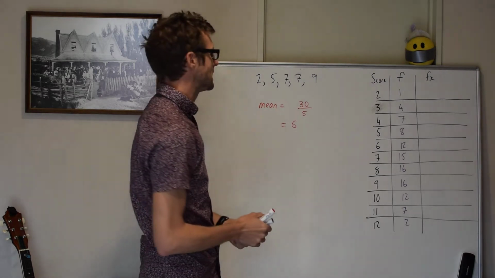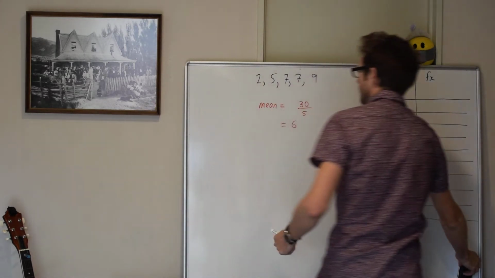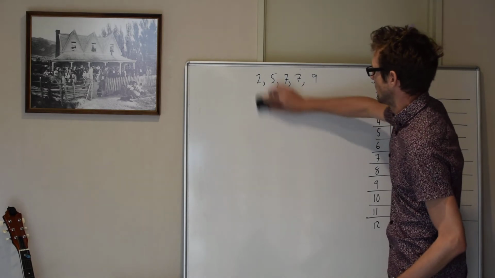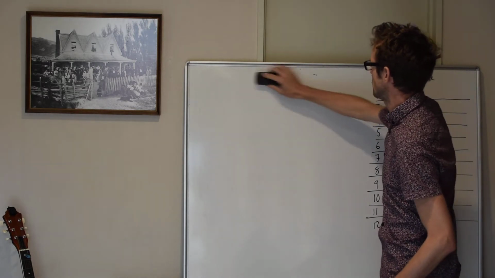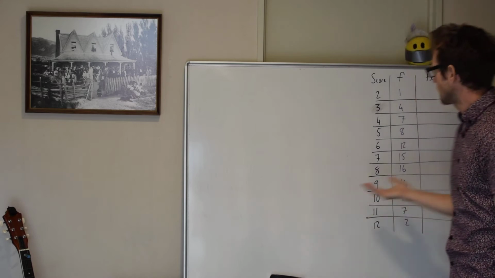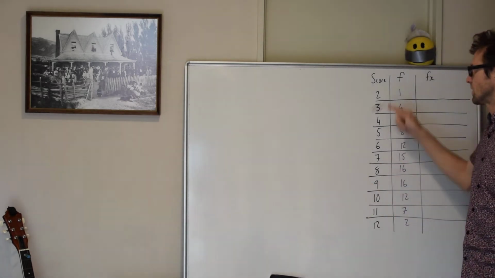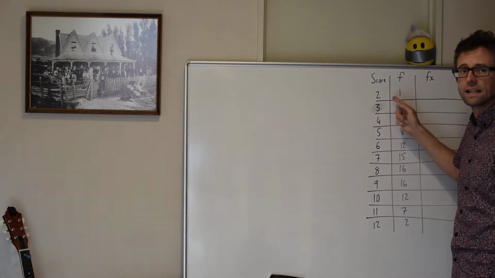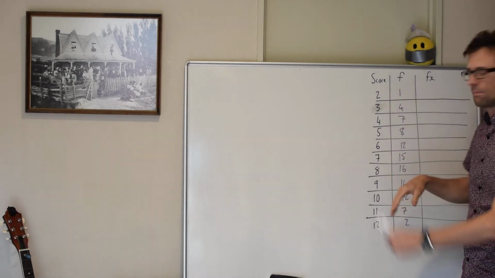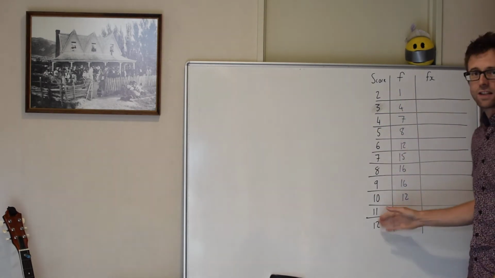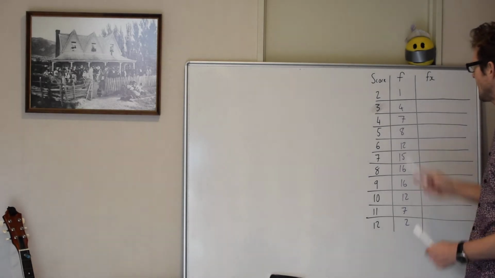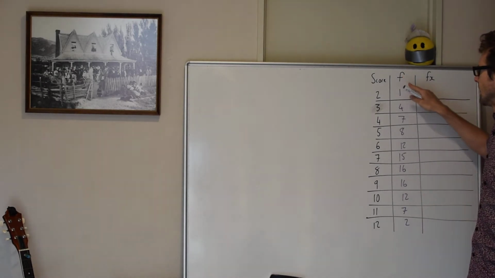Okay, that's pretty easy. But sometimes we have a little bit more complex situations. So I want you to consider here we've been rolling the dice and adding the scores. So obviously the smallest score we can get is 2, 1 and a 1. And the largest we can get is a 12, 6 and a 6. And this here is the frequency.